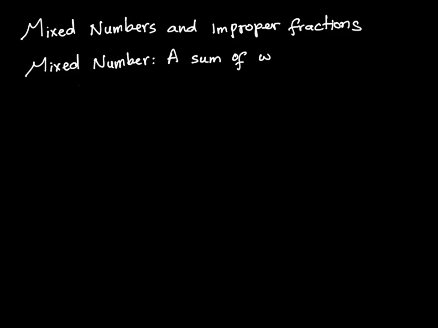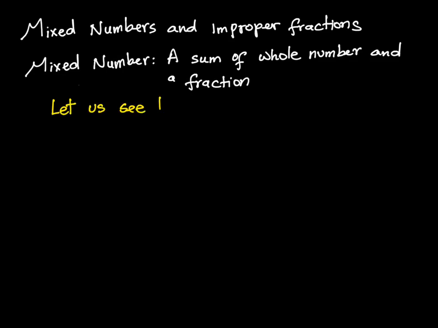so a mixed number is a sum of a whole number, right, and a fraction. So there's a whole number part and there is a fraction part. Let us do an example just to see how it goes. So we'll see how it looks first, right?